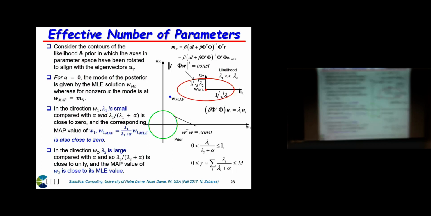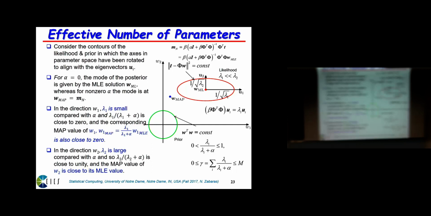So think of this as being the likelihood. Remember, the MLE estimate is really solving this least squares problem, minimizing this squared error. And the contours of that, for different values of the parameters W, are these ellipses, because it's a Gaussian.